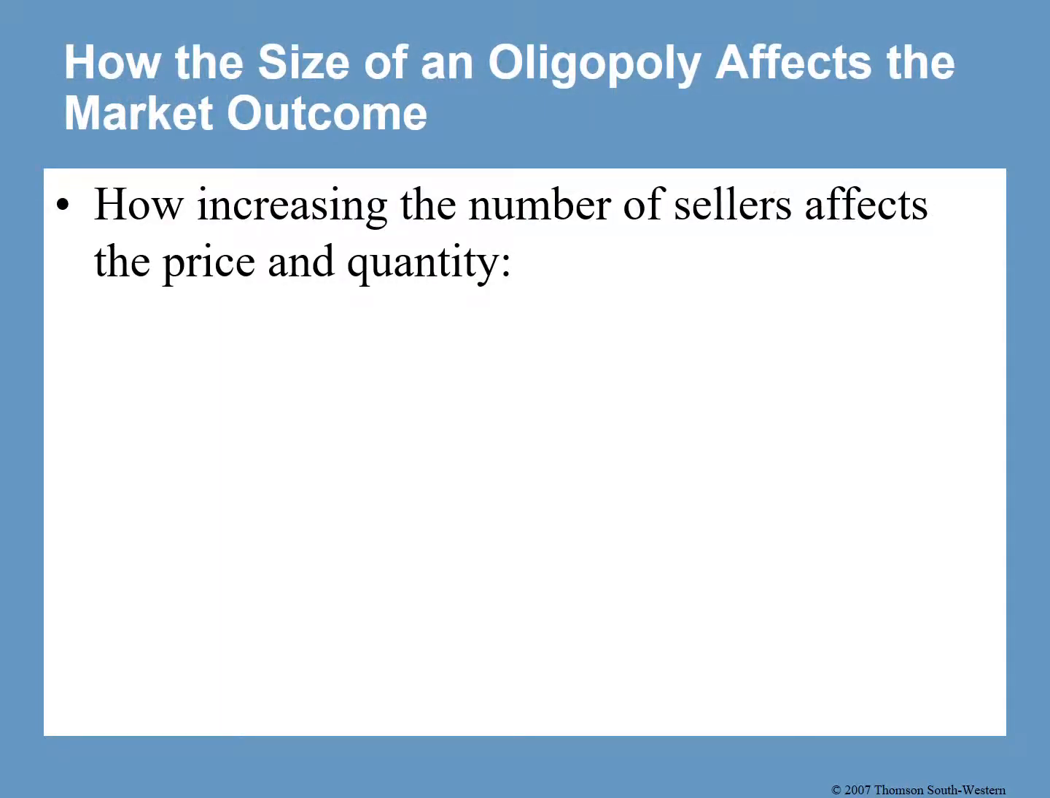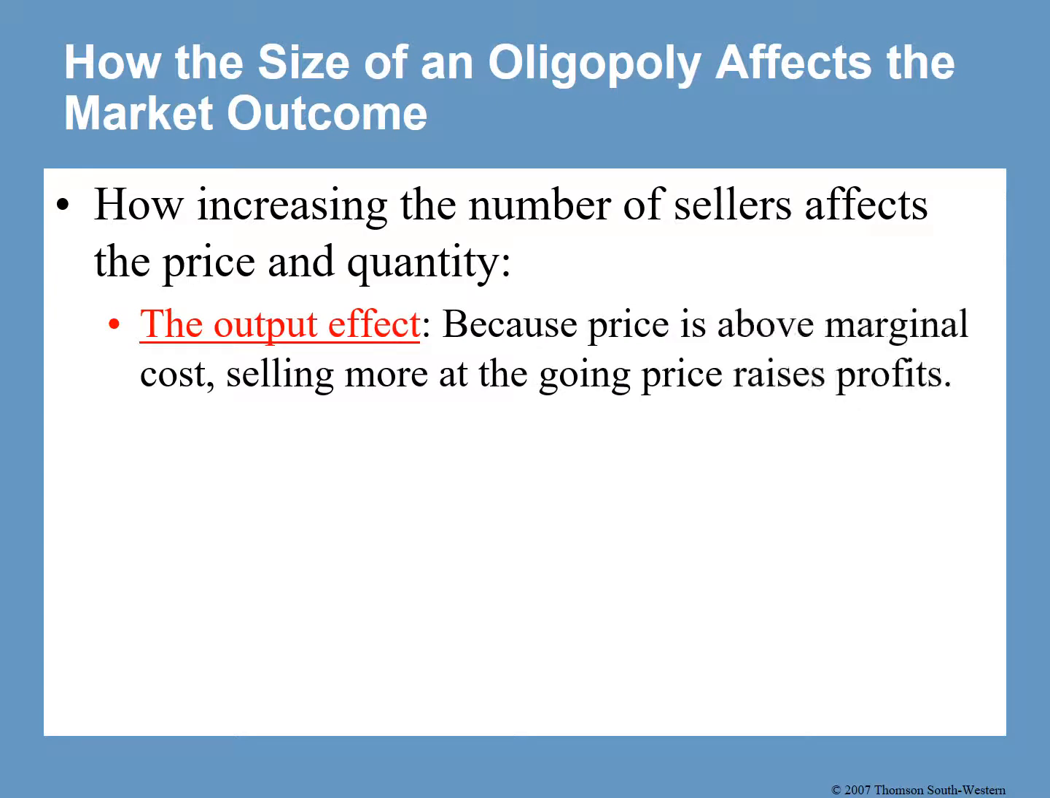So, how does the size of the oligopoly affect the market outcome? We talked about a duopoly, right? Only 2 people. What if there were 8 people? How does the increase in the number of sellers affect the price and quantity? Well, I think you can probably brainstorm this in your head already. Think for a moment before I move on. If I added more people selling donuts to my elementary school, what would happen to the price of donuts and the quantity as we added more people?